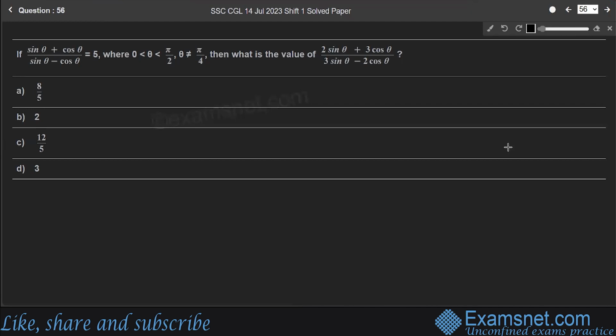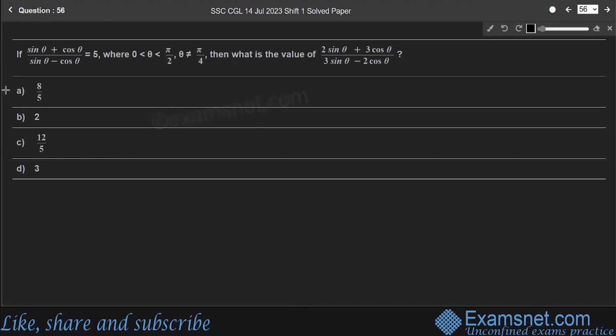Question 56. If sine theta plus cos theta whole divided by sine theta minus cos theta is equal to 5, where theta lies between 0 and pi by 2 and theta is not equal to pi by 4, which is 45 degree, then what is the value of 2 sine theta plus 3 cos theta whole divided by 3 sine theta minus 2 cos theta? So let us consider what is given here.